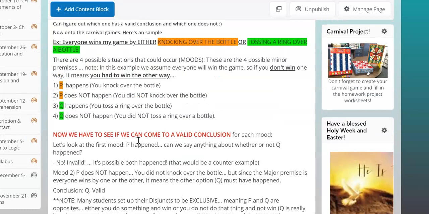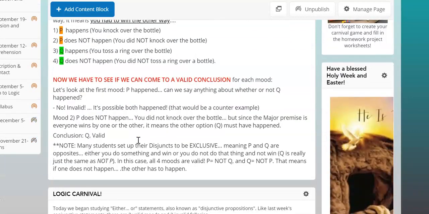You might set up your game a different way. You might set up your game to say either you knock over the bottle and win a prize, or you lose. So that's a different way, and that would work a different way. And I just want to come down to this point right here.